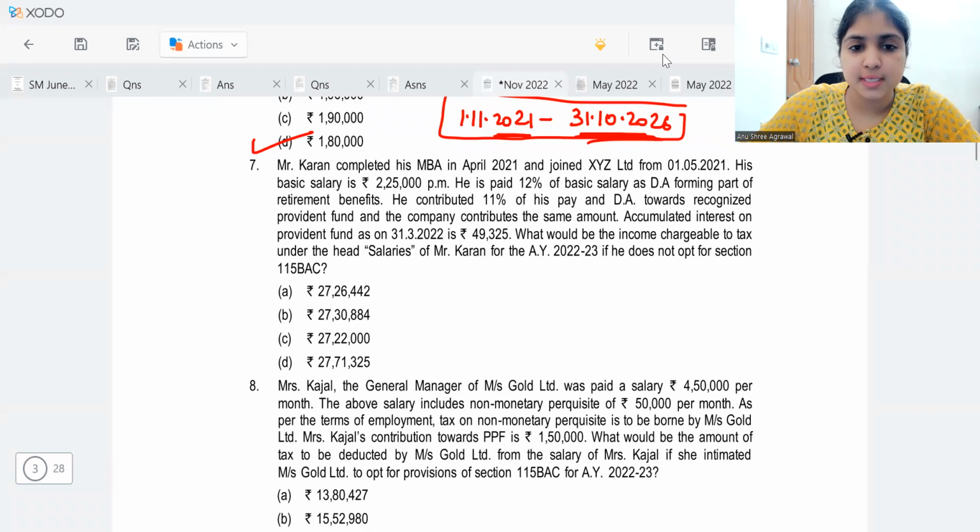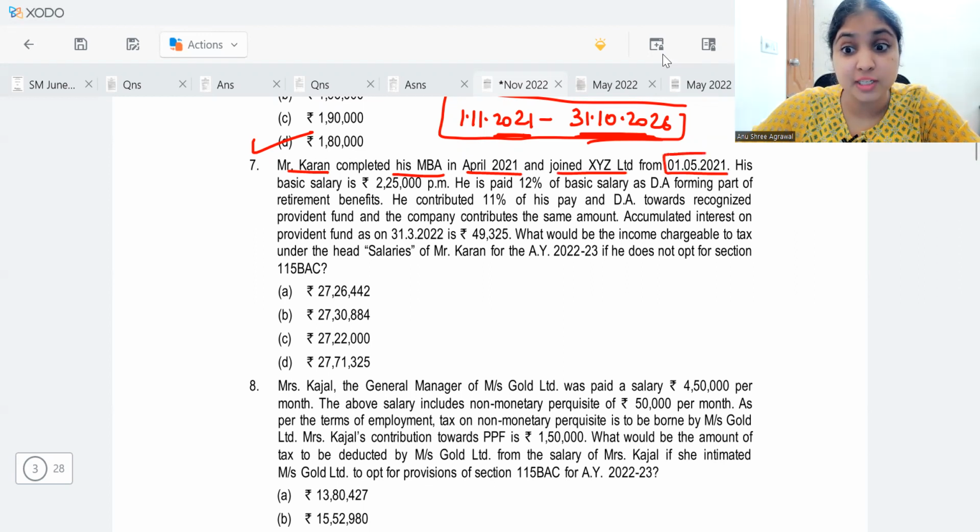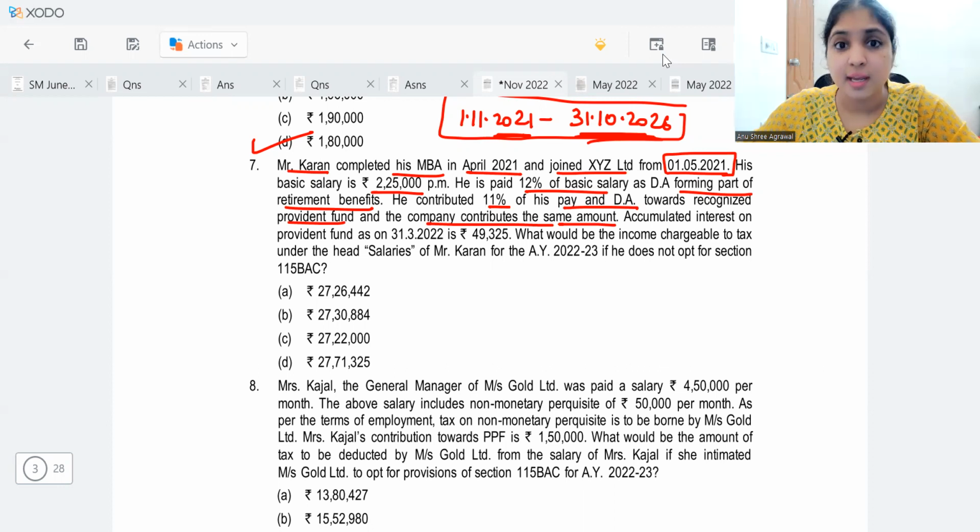The question says, Mr. Karan completed his MBA in April 2021 and joined XYZ Limited from 1st May 2021. Please notice he is joining only on 1st May. That is, April month not considered. His basic salary is 2,25,000 per month. He is paid 12% of basic salary as DA, forming part of retirement benefits. DA is forming part. He contributed 11% of his pay and DA towards RPF. Company also contributes the same amount. Employer's contribution and his contribution both is only 11%, not more than 12%. Hence, employer's contribution part, nothing will be taxable.